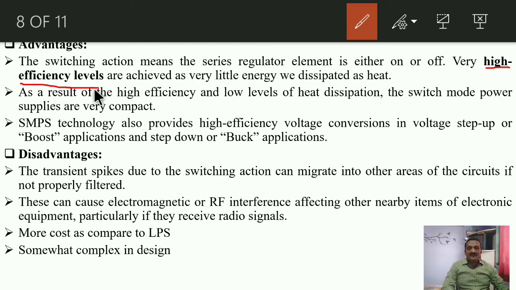A linear regulator IC is used, and whatever regulator ICs we have seen, that is the 78 series, 79 series, LM317 or LM337, all those regulator ICs are high dropout voltage regulators. Over there, I might have explained the voltage drop across that regulator IC, it is almost 2 to 3 volts. But in the case of SMPS, the output voltage is regulated through the series regulator element, that is the switching transistor, and across it the voltage drop is very small.